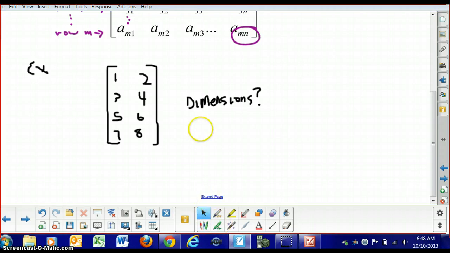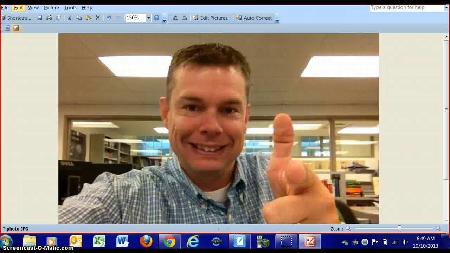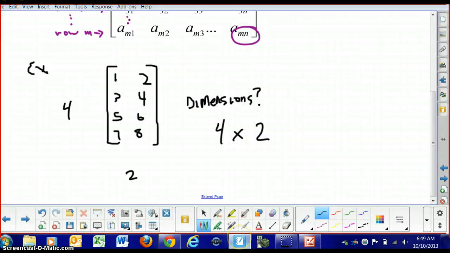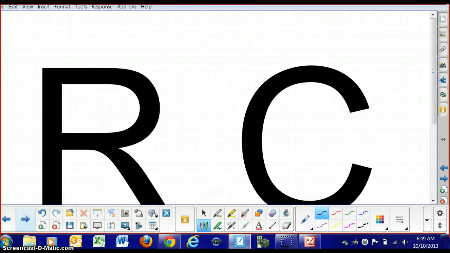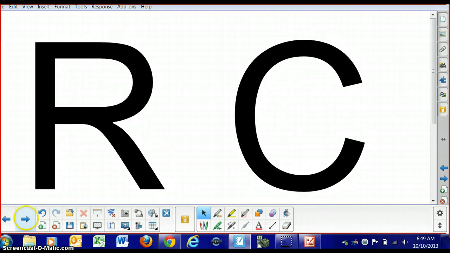Alright, well I have the dimensions as 4 rows and 2 columns, so we would say that this is a 4 by 2 matrix. Alright, way to go. Nice job. Alright, moving on. Rows by columns. Don't forget rows by columns.